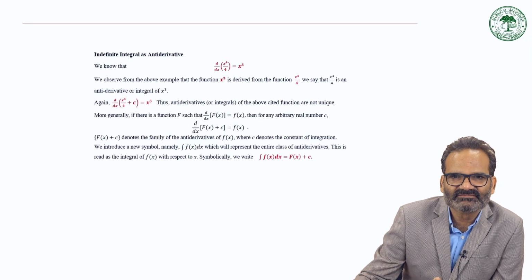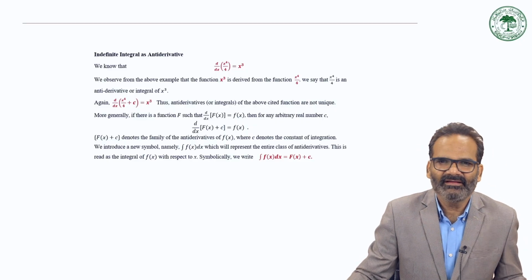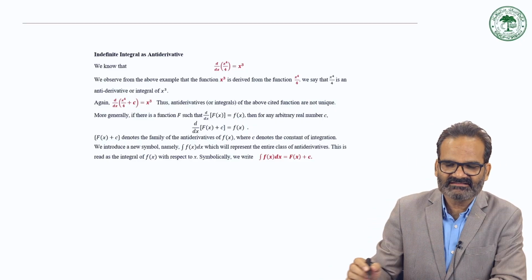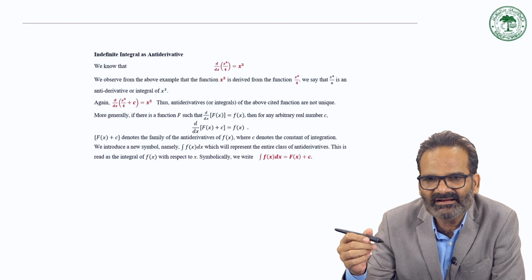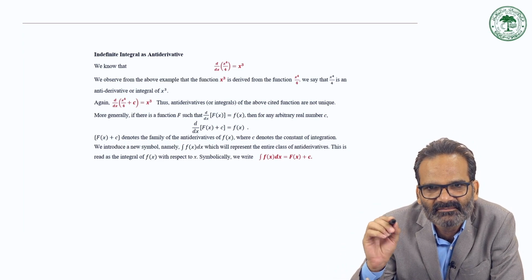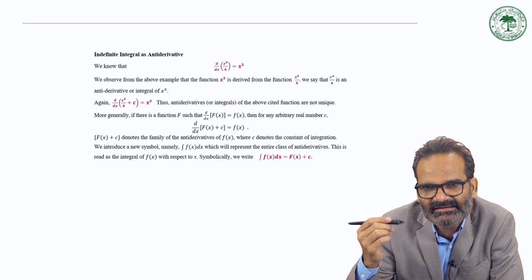Let us have its mathematical approach. We know that dy over dx, the derivative of the function x^4 over 4, is x cube. Clear? Because the derivative of x^4 is 4x cube, and the 4 and 4 cancel out, so you get x cube.